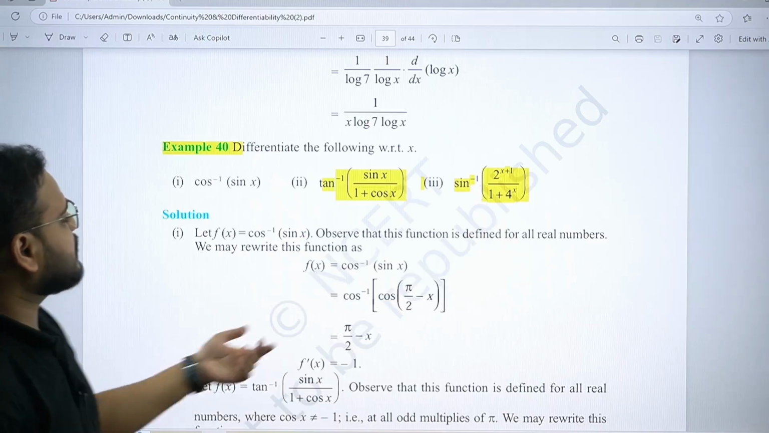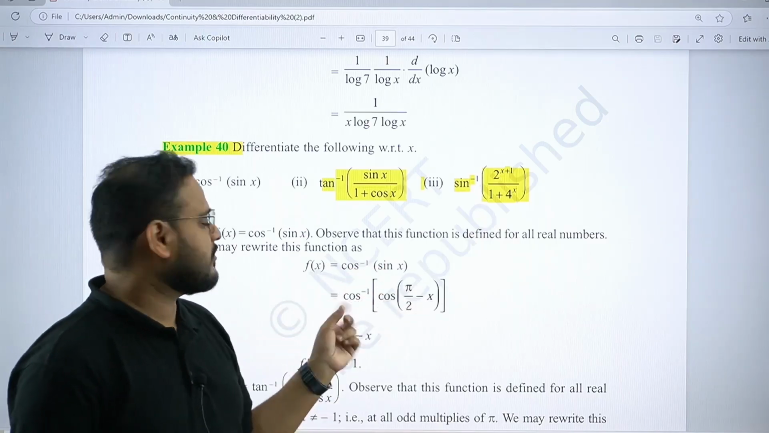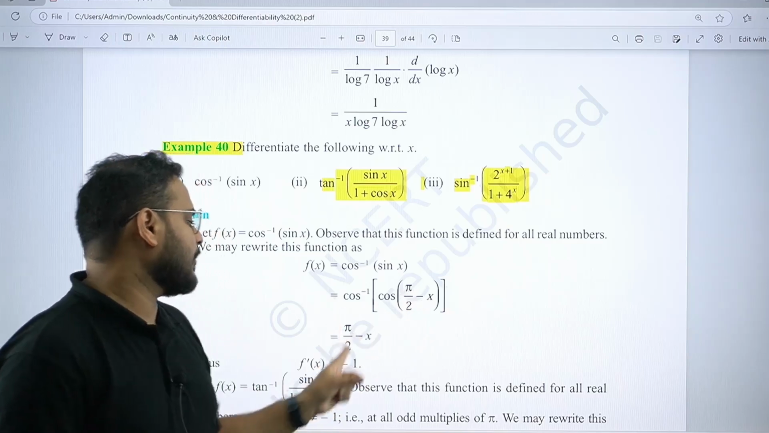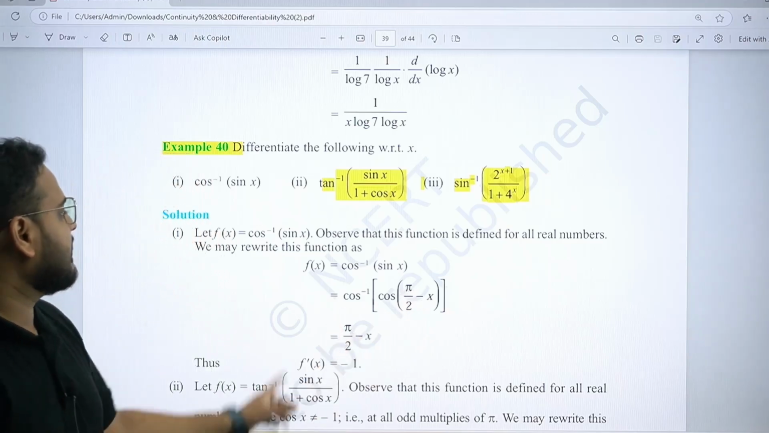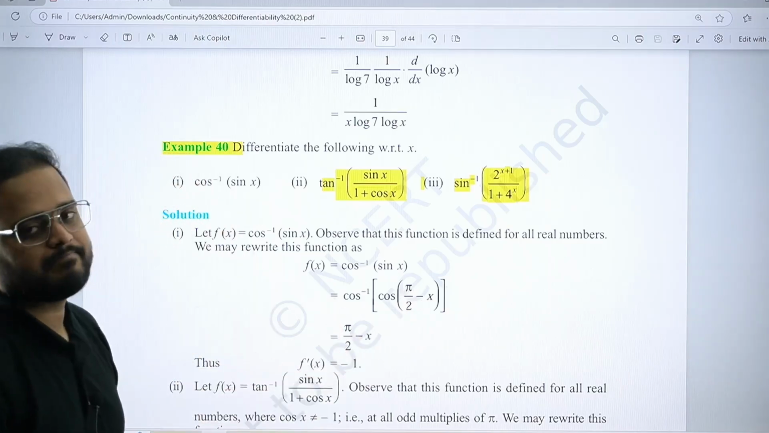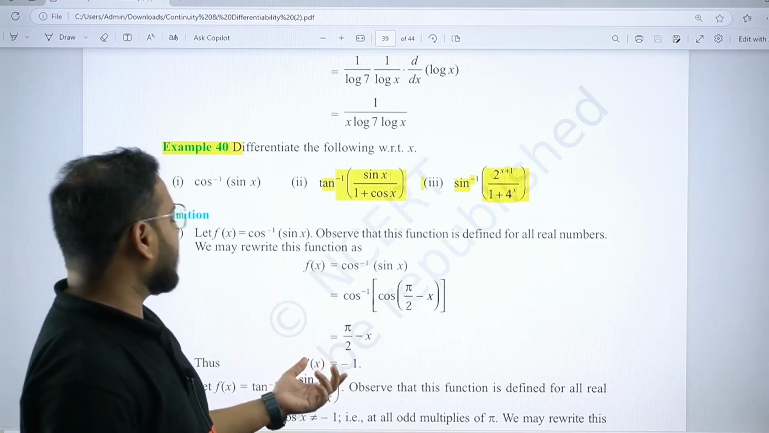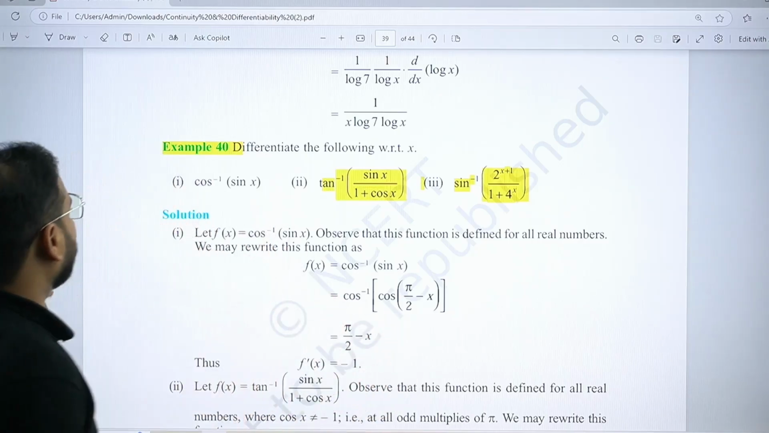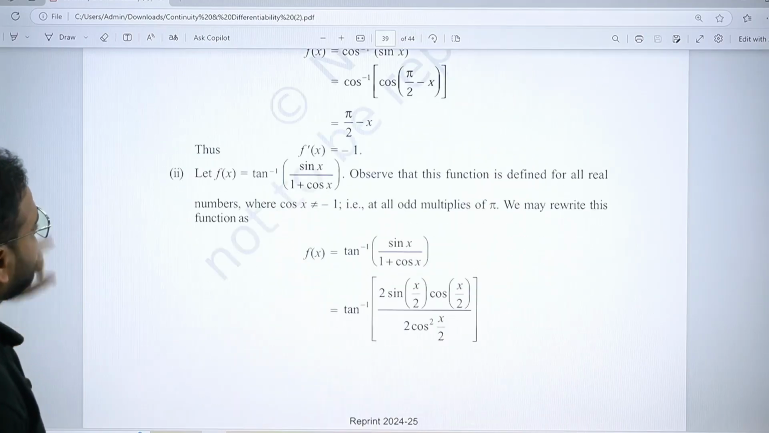Okay, we can write sin x as cos of pi by 2 minus x. Now it will become simply cos inverse of cos. So they cancel out. I'll have simply pi by 2 minus x as the answer. Okay, then take the differentiation. It will become minus 1. Got it? So you can again solve this as well. But otherwise you can solve the second and third one of example number 40. Second and third sub question.